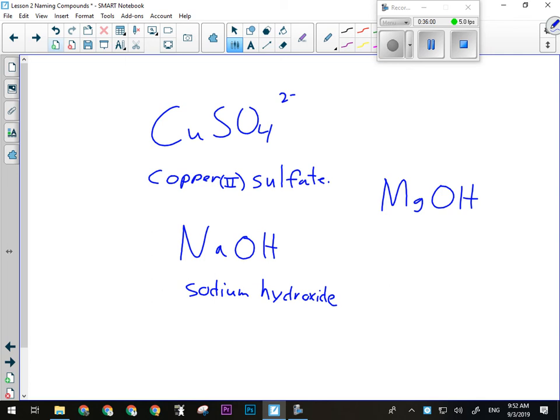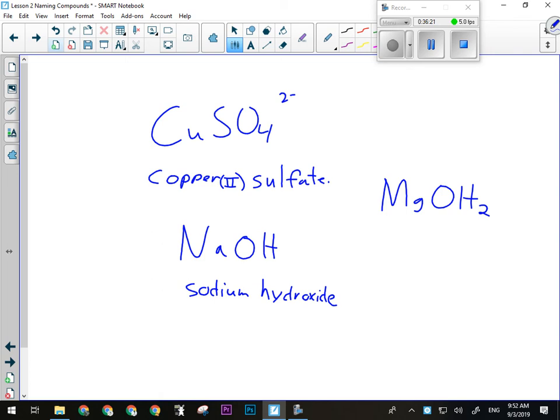Okay, when these two things go together, the charge on hydroxide is -1 and the charge on magnesium is +2. If I drop and swap, I get MgOH2, but that's not right.